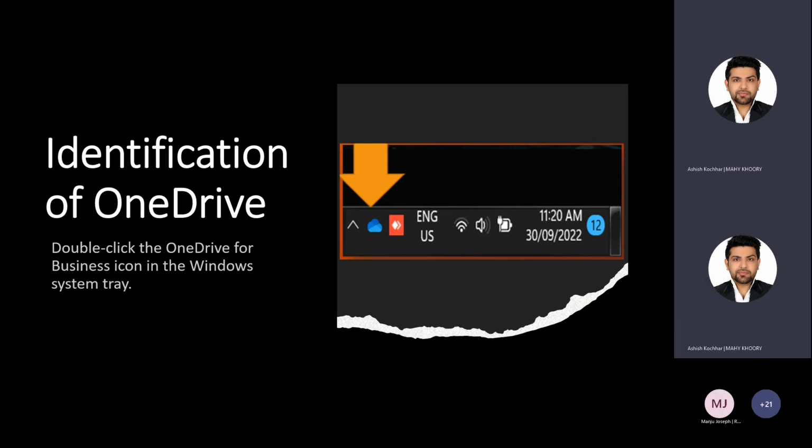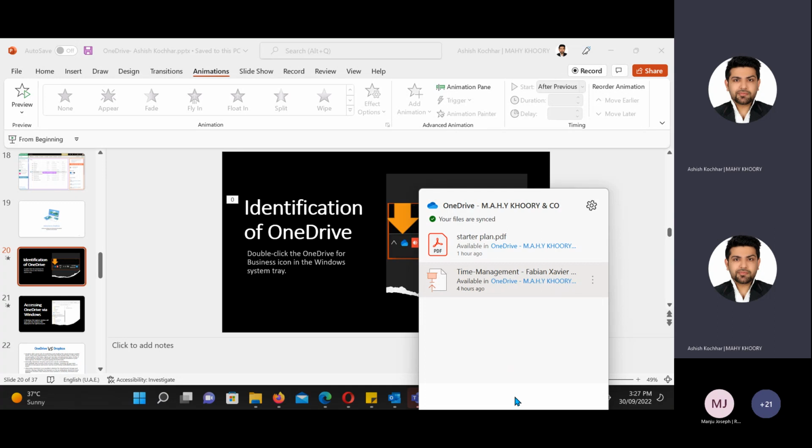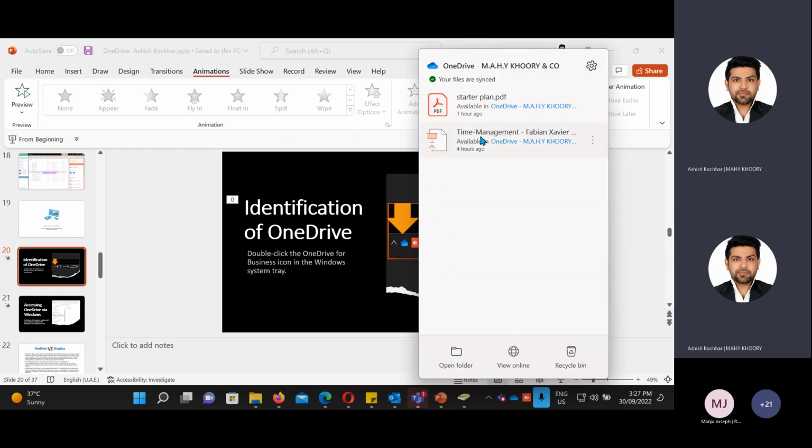So the next one is, how are you going to identify the OneDrive? I have already shown you to double click the OneDrive for business icon in the Windows system tray, which means whenever you have OneDrive installed on your system, you see at the bottom this cloud-like icon, which is your OneDrive. With the help of this, you can double click on it and you will see all your files. If you have recently uploaded any file, you will see it here.